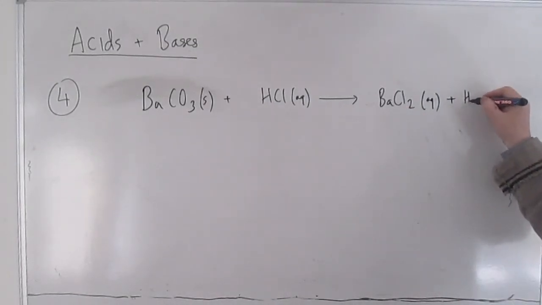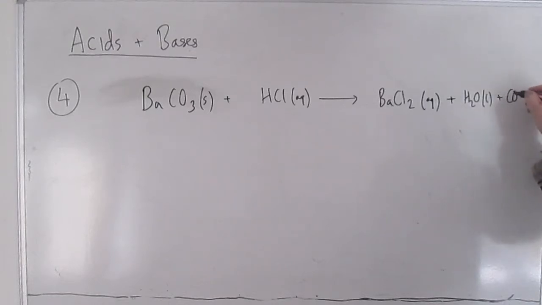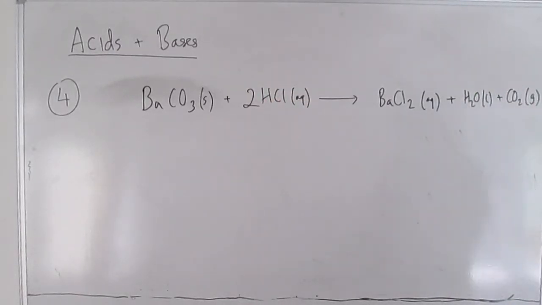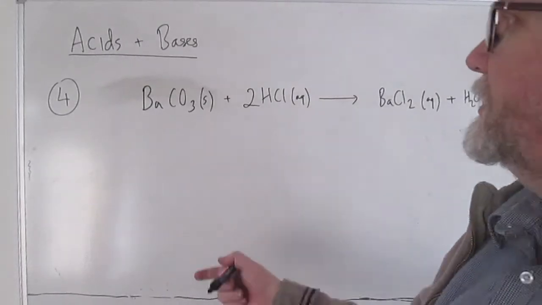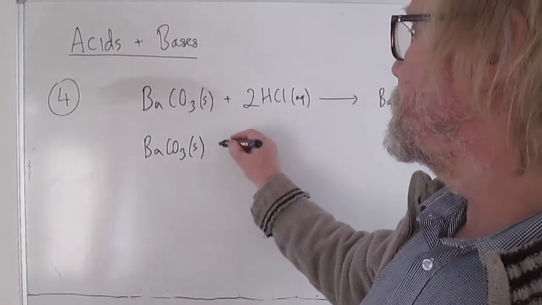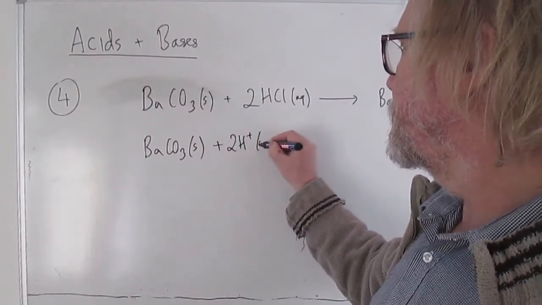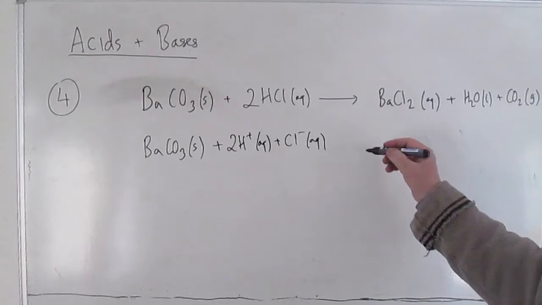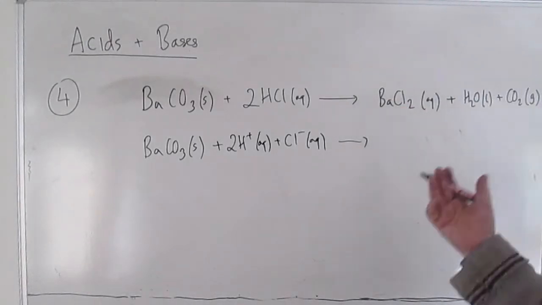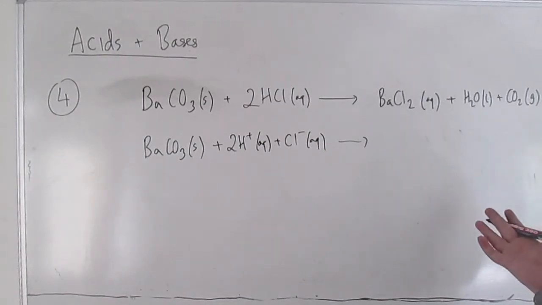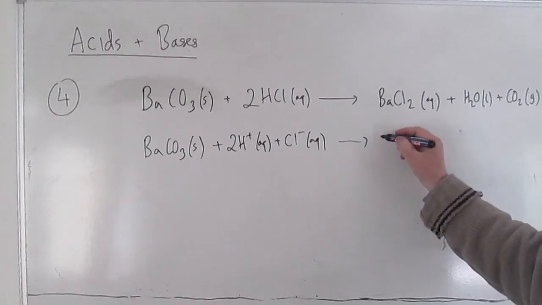Plus water plus CO2, that's following the normal pattern of acid plus carbonate, and you can see to make that balance that needs to be a 2. And then for the ionic equation, barium carbonate is still barium carbonate, but HCl is broken up into ions because it's in solution, whereas the barium carbonate wasn't. But the barium chloride is, again, we assume that it's soluble. You may not know that it is, but unless you know it's insoluble, then you assume it's soluble.